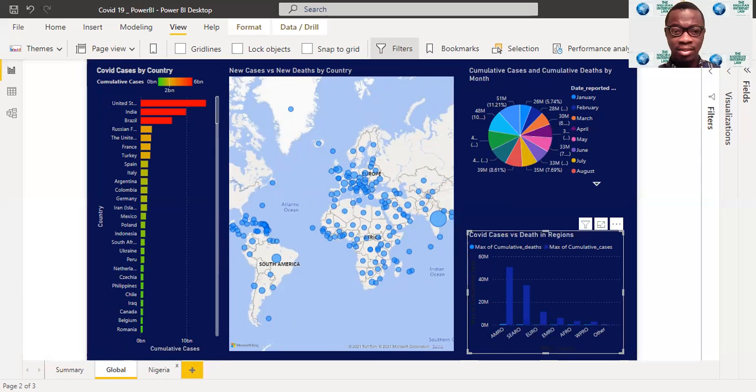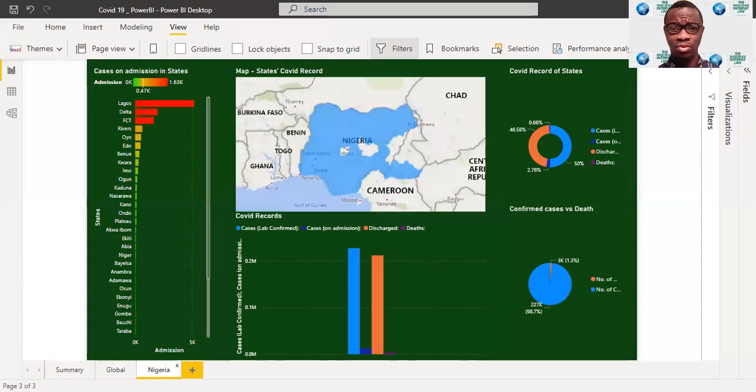So let's then look at the data which I sourced from the NCDC's website, and this is specifically about Nigeria. Globally, the data from the World Health Organization has shown us that African countries are not really being impacted by COVID-19, and that you'll find the impact of the COVID-19 outbreak and cases in the American region, in Europe, and other regions.